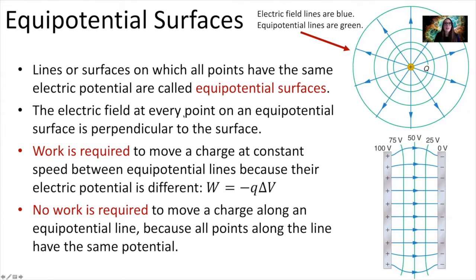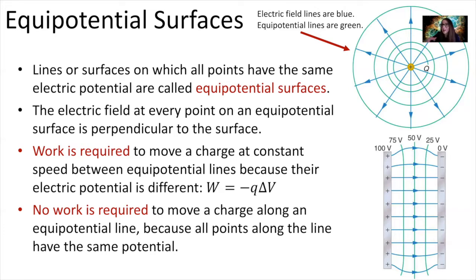The electric field at every point on an equipotential surface is perpendicular to that surface. So let's take this equipotential surface here, and we see that the electric field is perpendicular to it everywhere around that equipotential surface. Work is required to move a charge at constant speed between equipotential lines.